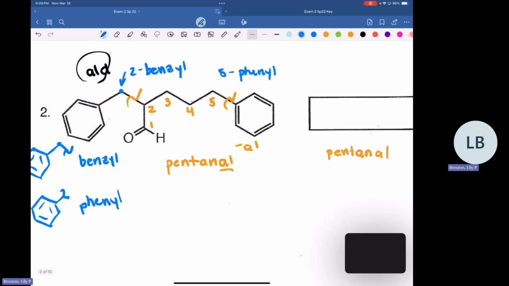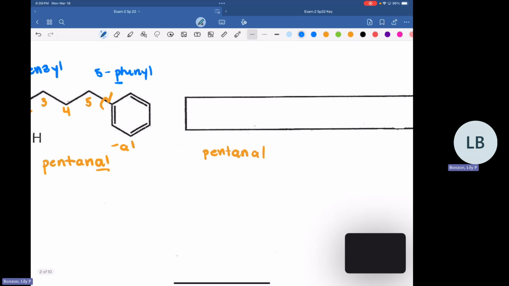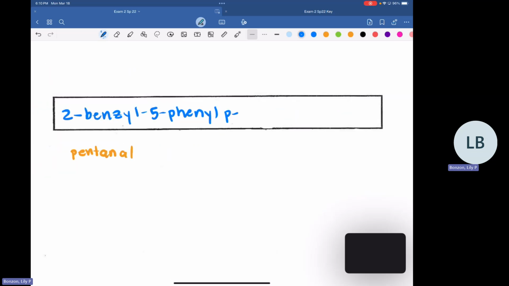And again, we don't have any stereochemistry for this one. No wedges, dashes, no other double bonds. So we're good to go. We just got to throw this all together. So we're going to throw these substituents on by alphabetical order. So we've got 2-benzyl, 5-phenyl, and then our parent, which is pentanal.